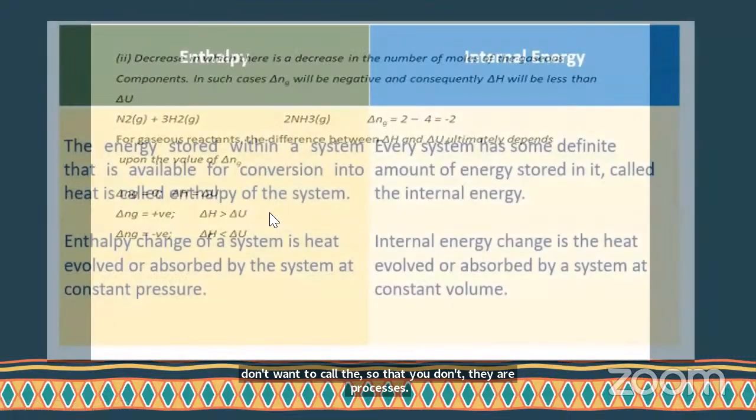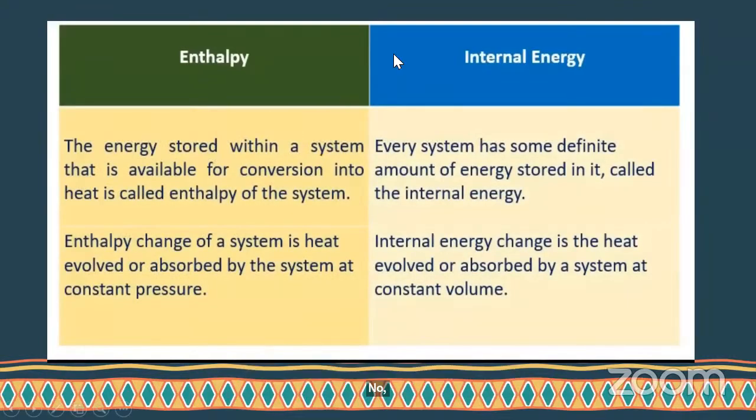Now, a summary of the difference between enthalpy and internal energy, which I have said earlier: the amount of energy that is stored in a system, you call it internal energy. The energy that is available for work is what is referred to as the enthalpy of the system. And the enthalpy change of a system is at constant pressure, while the internal energy change of a system is at constant volume. So these are the basic differences between your enthalpy and the internal energy. We also looked at the relationship between the 2.